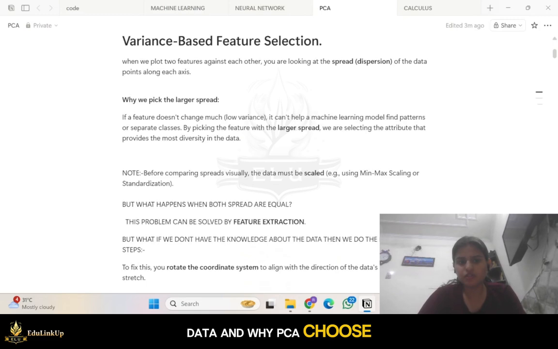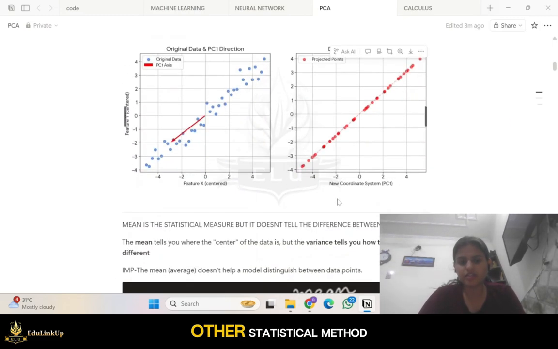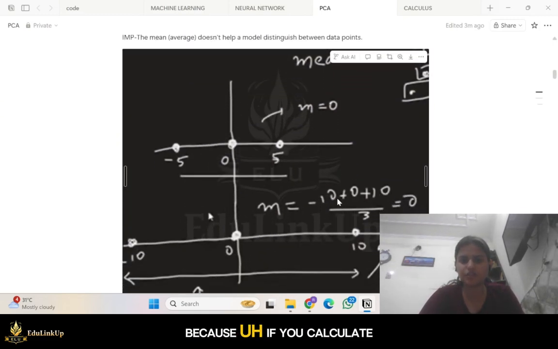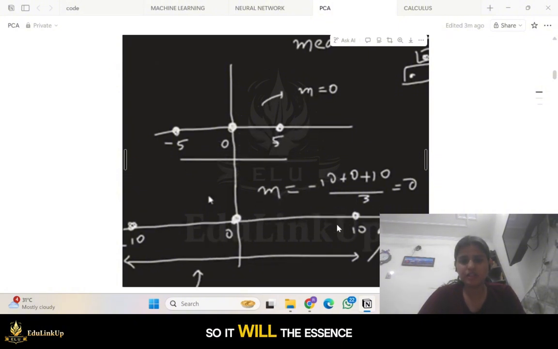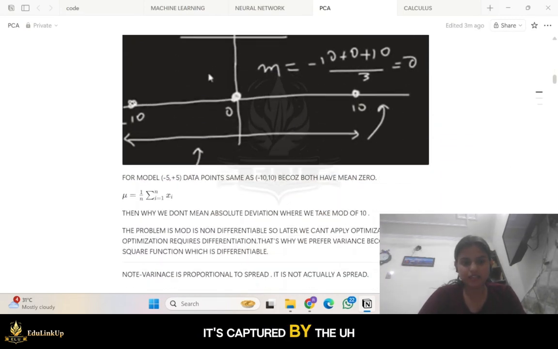And why does PCA choose variance, not any other statistical method? Because if you calculate the mean of these two sets of data points, you will get the exact same mean, which does not differentiate your data points, which are very different. -5, 5, and -10, 10 are very different from each other. So the essence of the data, the idea of how much it is spread, is captured by the variance.